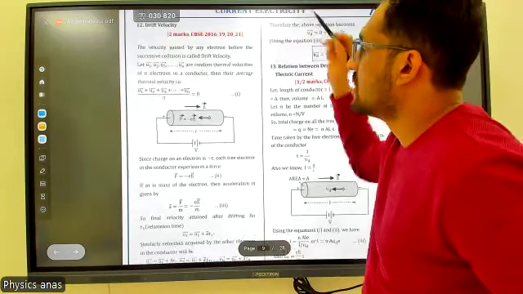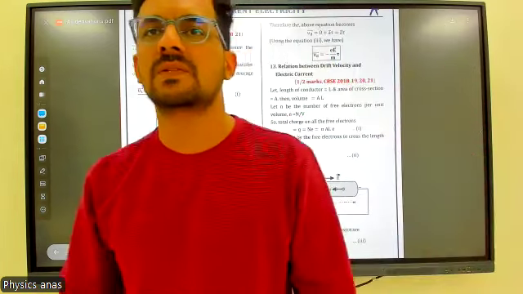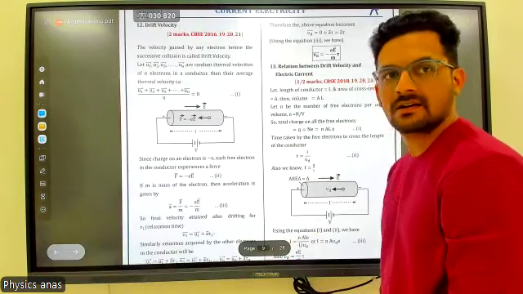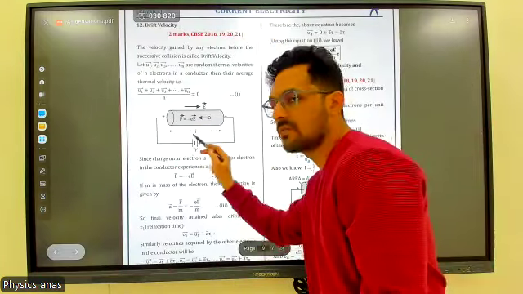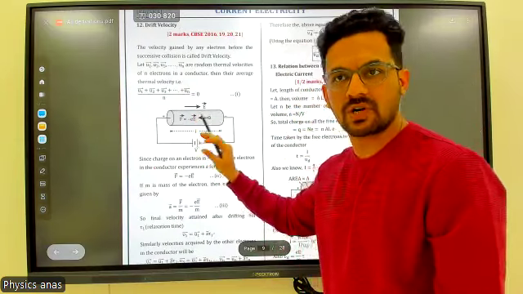So, first one, drift velocity. What is drift velocity? Very important topic. If you are connecting a conductor to a battery, it will be giving out a potential difference.